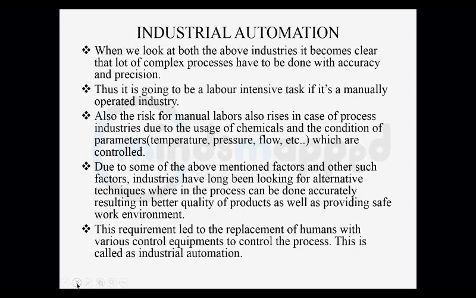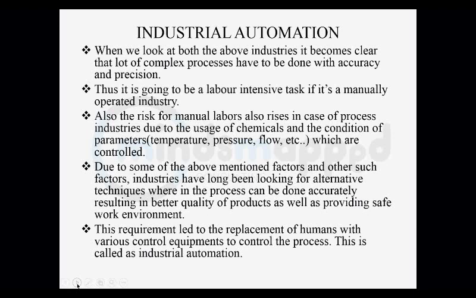So when we look at both the above industries, it becomes clear that a lot of complex processes have to be done with accuracy and precision in obtaining the finished products. It is going to be a labor-intensive task if it's manually operated. Also, the risk when manual labor is in the vicinity of production increases. The risk for manual labor also rises in the process industry due to the usage of chemicals and controlled parameters.